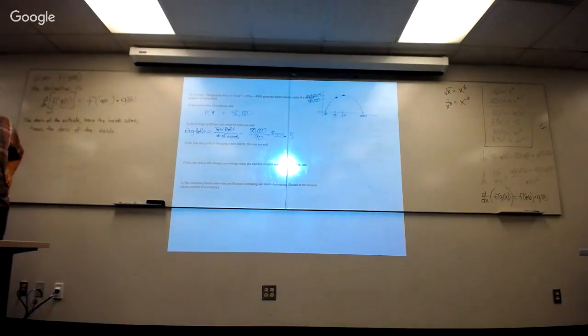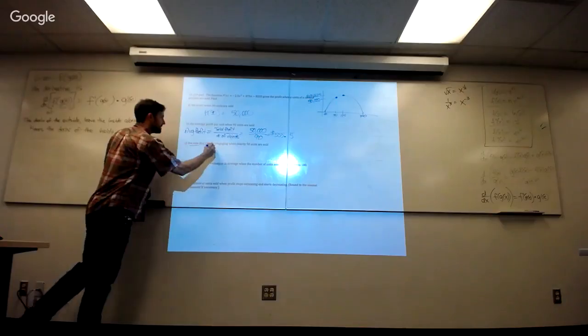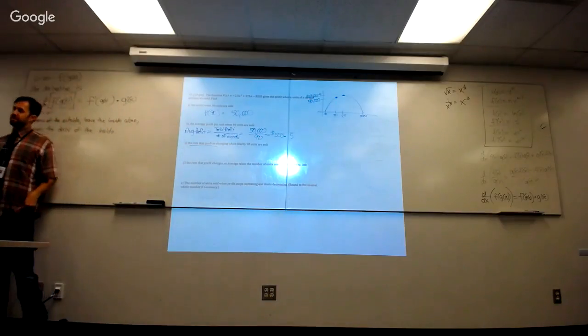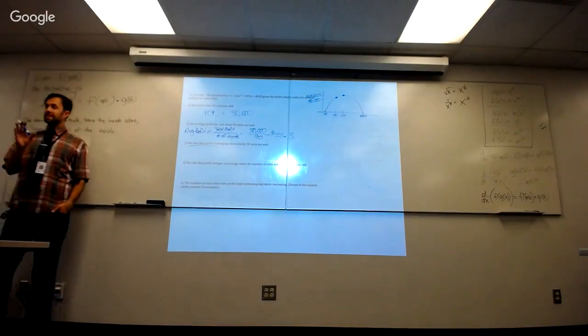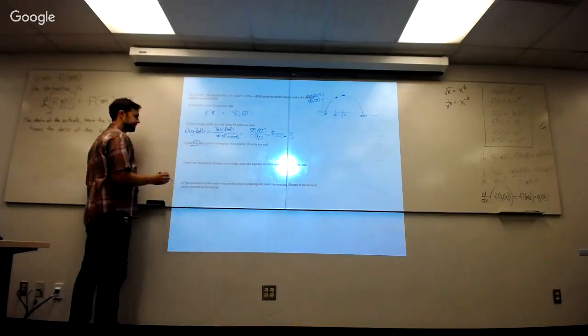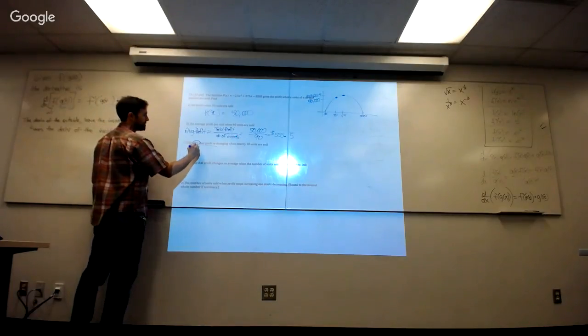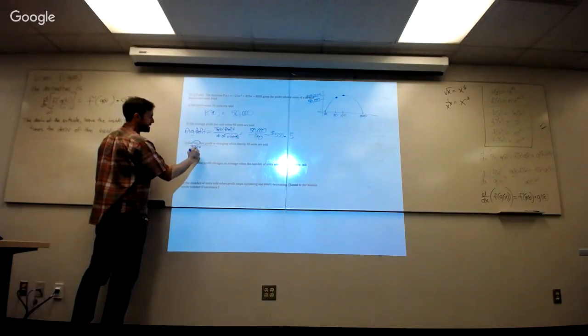Okay, so that's the average. How about the rate that profit is changing when 90 units are sold? What does that mean? The rate that profit is changing. Rate is a key word that means something. What does rate really mean? Slope. Rate means slope, means derivative, means p prime of x.